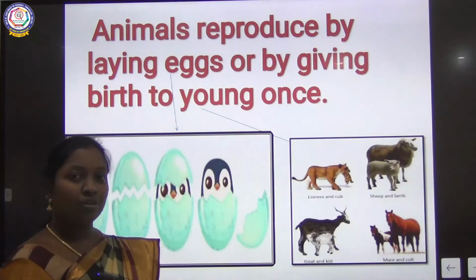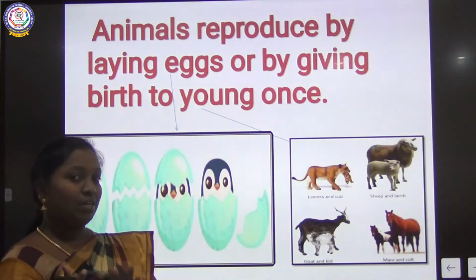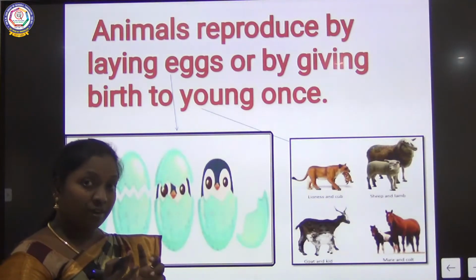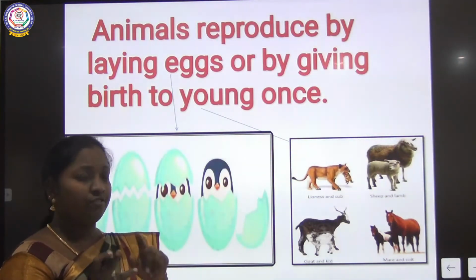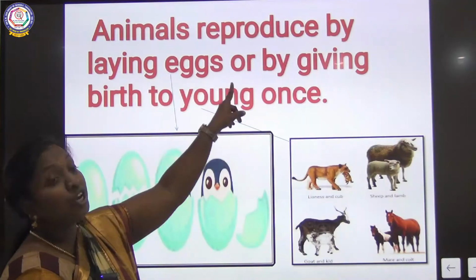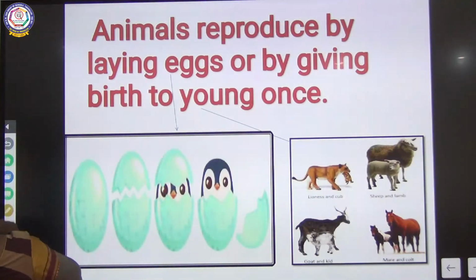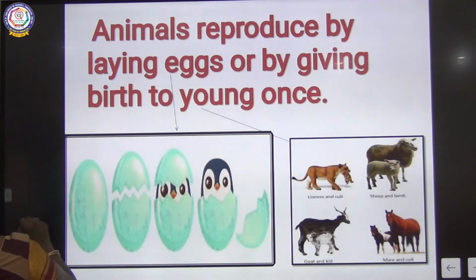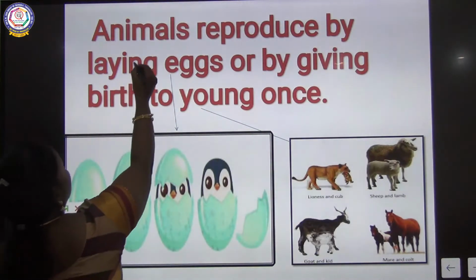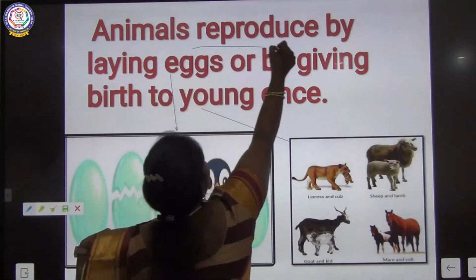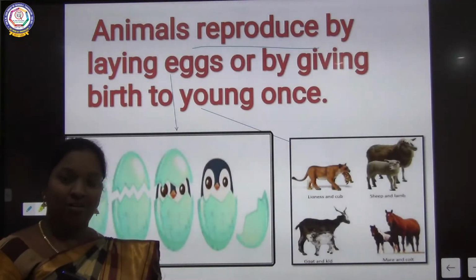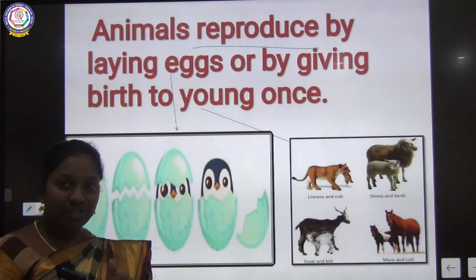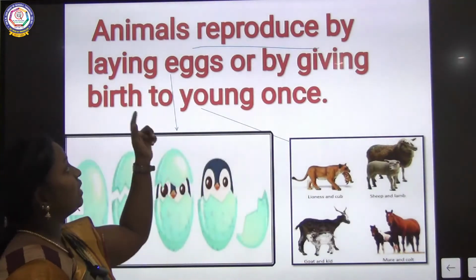Next, another feature about animals and plants. Afterwards you have to find out what is the similarity between animals and plants, or in which way both are different. Okay, animals reproduce. Reproduce means producing its young ones. It is called reproducing, so that production takes place in animals.